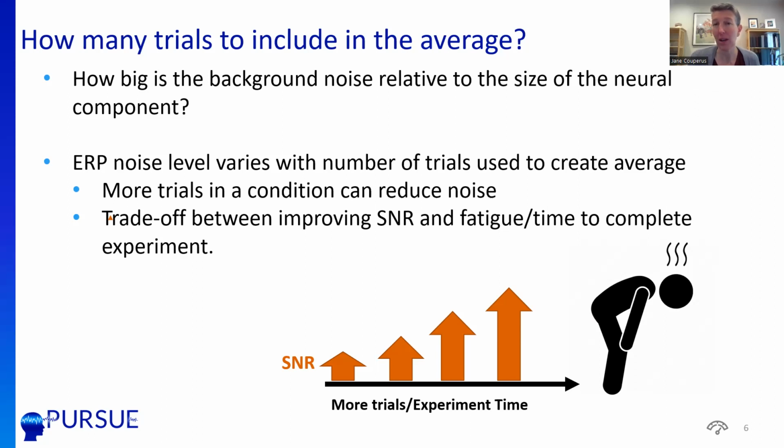So for example, the P300, you might only really need 30 to 40 good trials. For a smaller component, say the P1 or the N1, because it's smaller, you're going to need more trials. You might need more like 80 to 100 trials. So it really is dependent on what component you're looking at and how noisy your background noise is. Even if you're looking at a big component, if there's a lot of background noise, you'll need more trials.